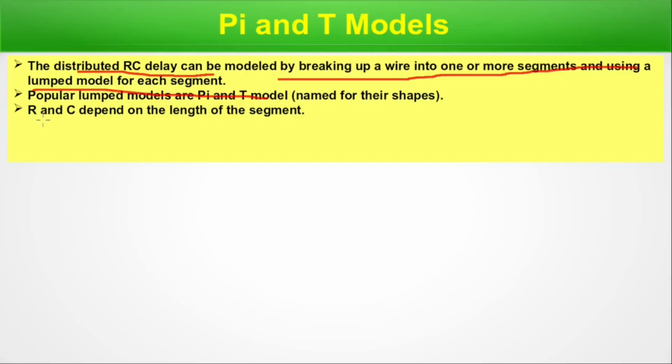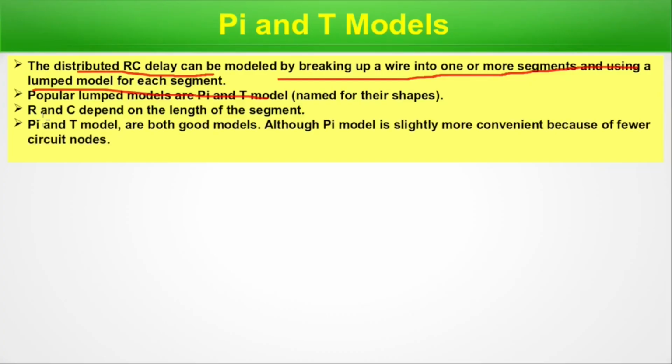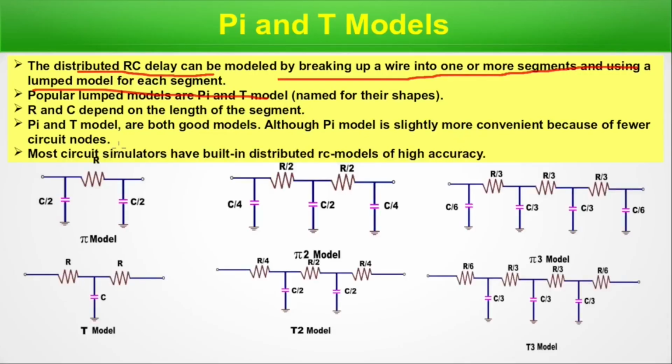Pi and T models are both good models, although the Pi model is slightly more convenient because of fewer circuit nodes. Most circuit simulators have a built-in distributed RC model of high accuracy, so everything is included in circuit simulators. The Pi2 model, Pi3 model, as we can see, T2, T3 models, these are popular models. So let's move to the next slide, Elmore delay model.